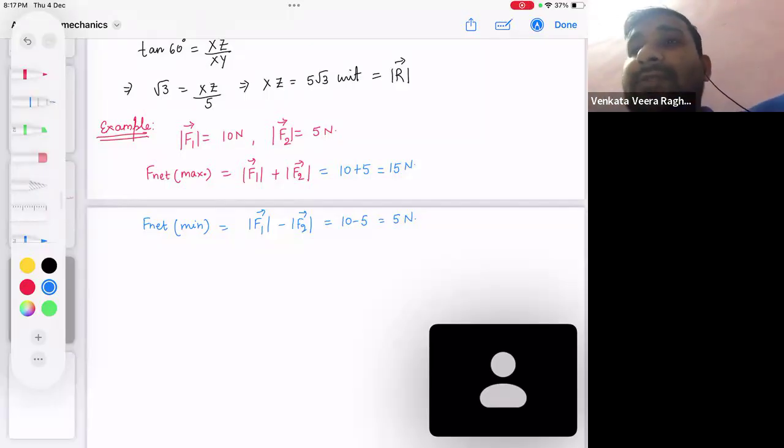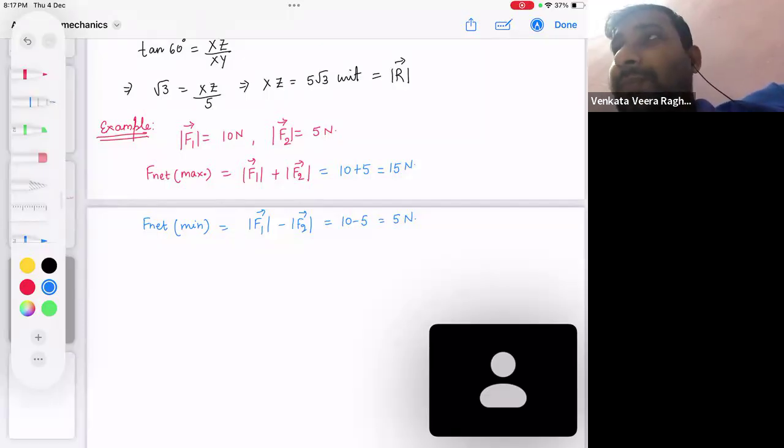If F1 and F2 are perpendicular to each other, what will the resultant be? Can we say that in that case we will use F1 square plus F2 square plus 2 F1 F2 cos theta, and we will put theta equal to 90 degrees in the formula.